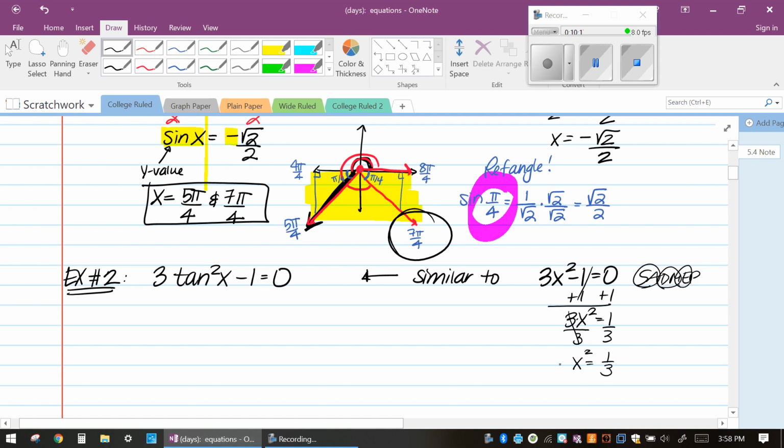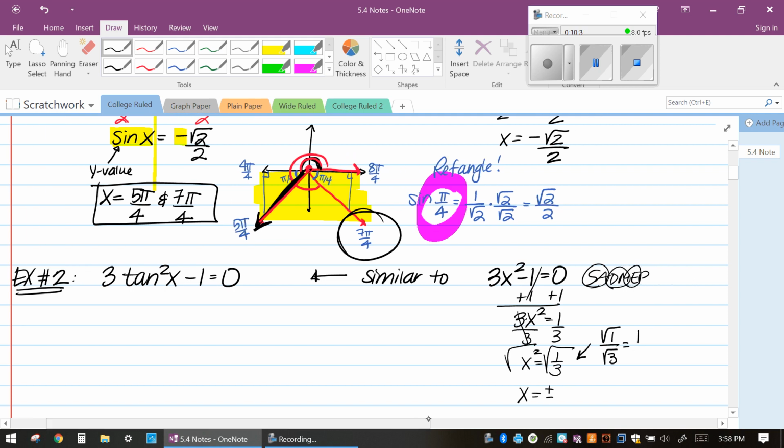So you would square root both sides. You'd put plus or minus. When you're square rooting a fraction, you have to square root the numerator and the denominator. Square root of 1 is 1. Square root of 3 is square root of 3. You can't have a radical in your denominator, so you rationalize. So your solution would be root 3 over 3.